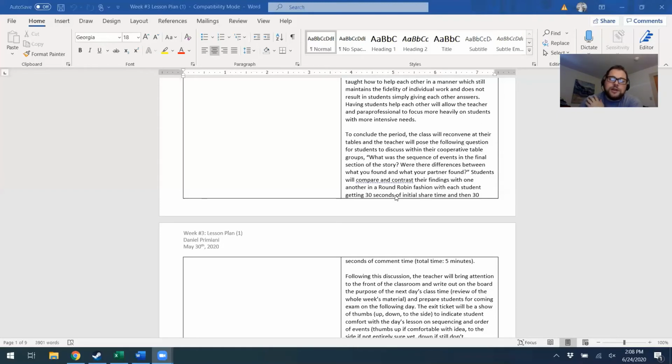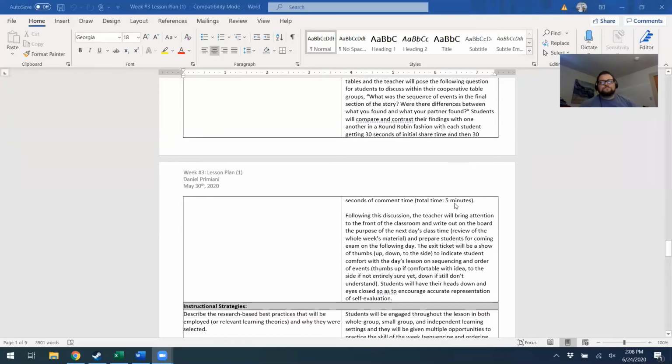Students will compare and contrast their findings with one another in a round-robin fashion, with each student getting around 30 seconds of initial share time and then 30 seconds of comment time. So it would be about 5 minutes. Following this discussion, the teacher will bring attention to the front of the classroom and write out on the board the purpose of the next day's class time: review the whole week's material and prepare students for the coming exam on the following day.